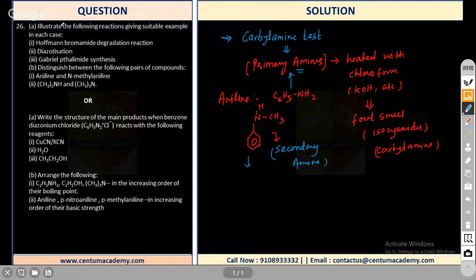What is the reagent we use? HNO2 and HCl, is it? Do we use HNO2 and HCl? Confirm this. HNO2 or NaNO2? Yes, the reagent we use is NaNO2 with aqueous HCl. That reagent you must remember, not HNO2.